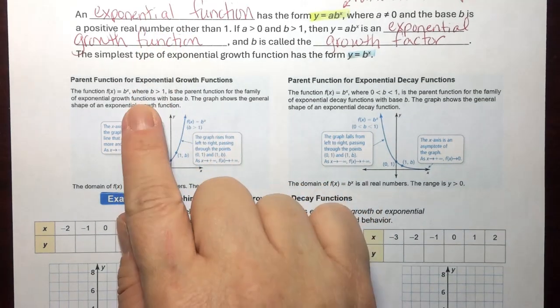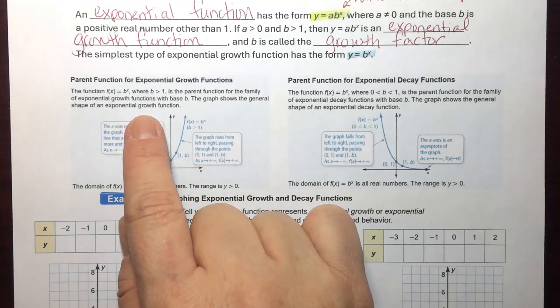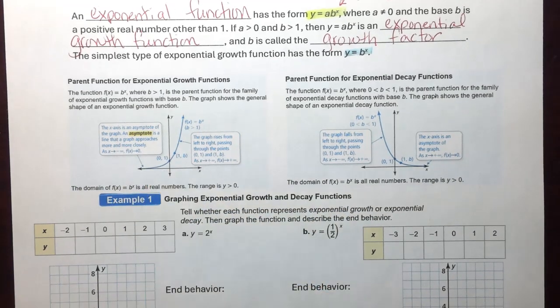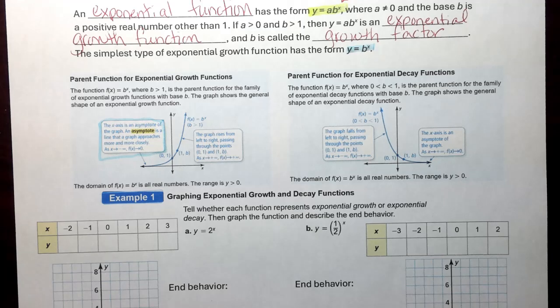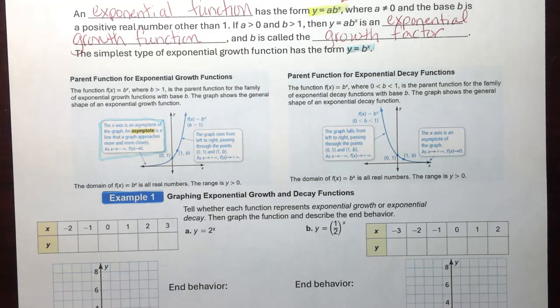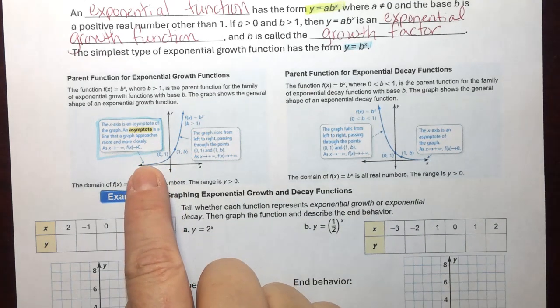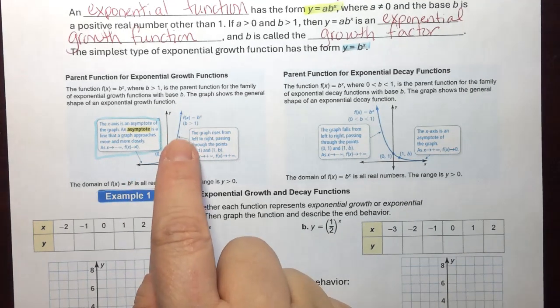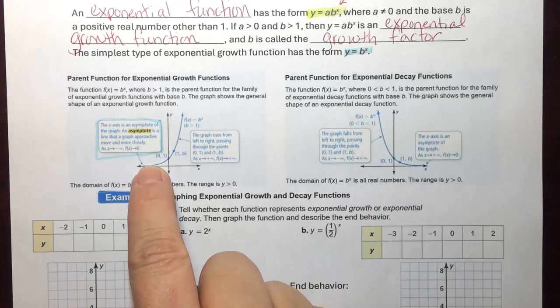Right here, where b is greater than 1, is the parent function for the family of exponential growth with the base b. The graph shows the general shape of the exponential growth function. This right here is very important, so hopefully you're listening. This is a new vocab word. It's called asymptote. It is basically where your graph approaches. It gets closer and closer and closer to it. So in this situation, it's getting closer and closer to here, but it never touches and it never crosses. Again, it gets closer and closer to the asymptote. It never touches. It never crosses.